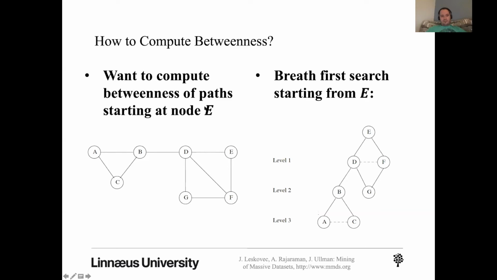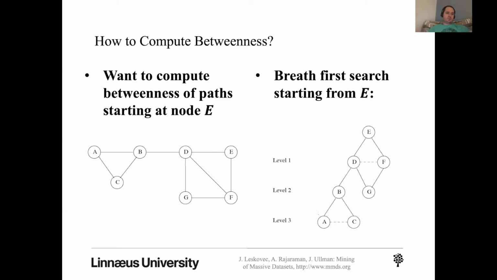Now the first thing we do is a breadth first search starting from E. I also realized there's a typo here, because there's a missing D here, but I won't fix that now. So, breadth first search starting from E. Now, what's a breadth first search? This is a basic algorithm for graphs, right?